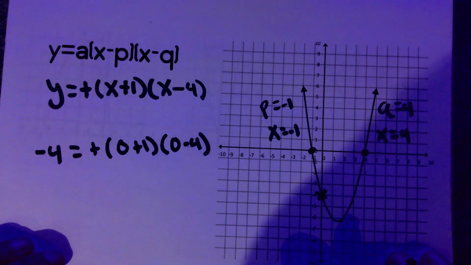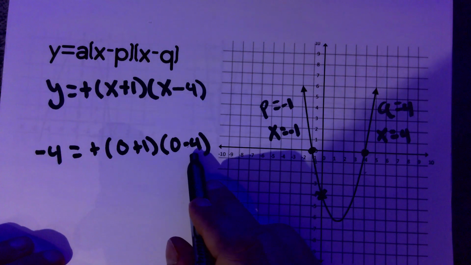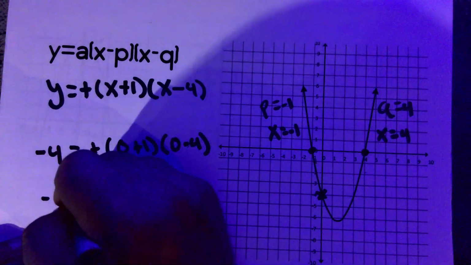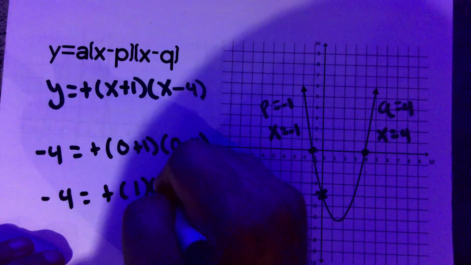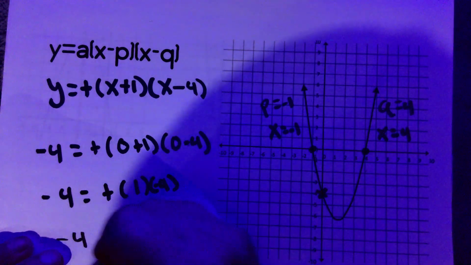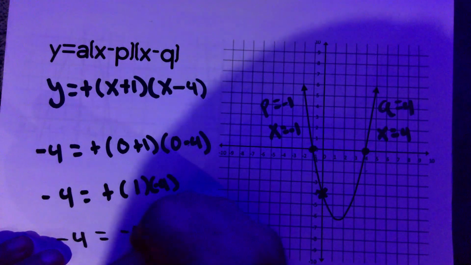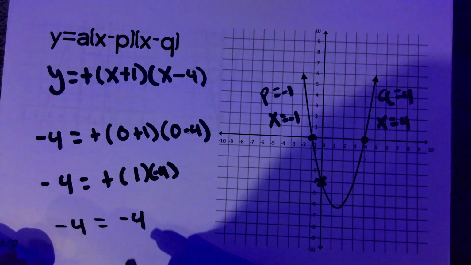okay, and let's just go ahead and multiply this out. So 0 plus 1 is 1, 0 minus 4 is -4. And so this is -4 is equal to -4. So we know that this a value up here is just going to stay the same. It's just going to be 1.